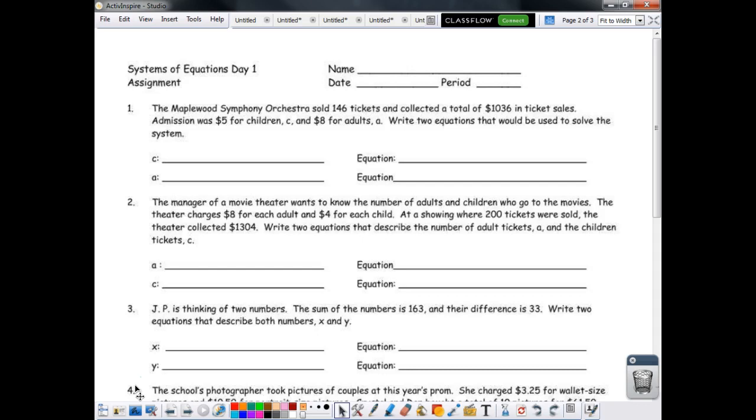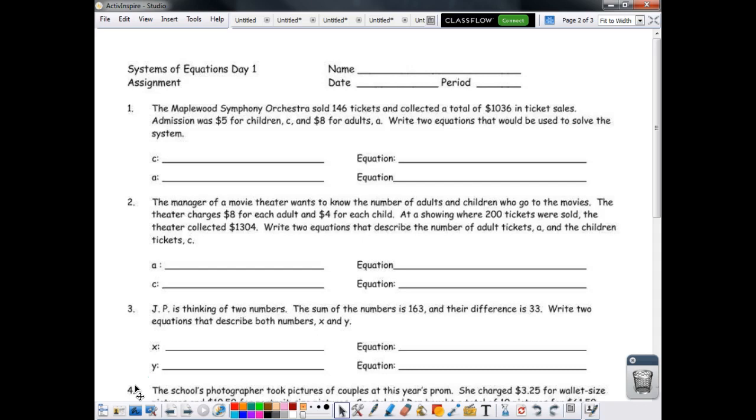Okay, the Maplewood Symphony Orchestra sold 146 tickets and collected a total of $1,036 in ticket sales. Admission was $5 for children, C, and $8 for adults, A. Write two equations that would be used to solve this system. Okay, so you have two variables, C and A.